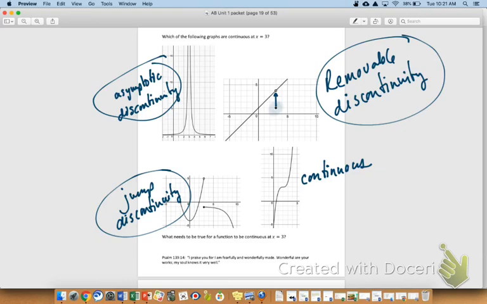Okay, so I want to hear from you guys here. What do you think needs to be true for a function to be continuous at x equals 3? What are some of the elements that you can think of? What's one of them, Hunter? Can't be a hole at the point. No hole.